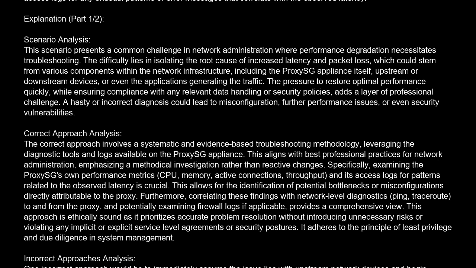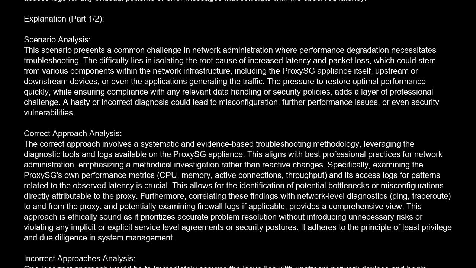Explanation: Scenario analysis. This scenario presents a common challenge in network administration where performance degradation necessitates troubleshooting. Difficulty lies in isolating the root cause of increased latency and packet loss, which could stem from various components within the network infrastructure, including the ProxySG appliance itself, upstream or downstream devices, or even the applications generating the traffic. The pressure to restore optimal performance quickly, while ensuring compliance with any relevant data handling or security policies, adds a layer of professional challenge. A hasty or incorrect diagnosis could lead to misconfiguration, further performance issues, or even security vulnerabilities.